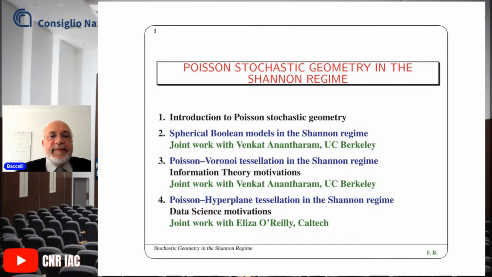The first, the spherical Boolean model in the Shannon regime, which has some connections with material science, as you will see. Then things which pertain to information theory, the Poisson-Voronoi tessellation in the Shannon regime. And finally, I will conclude with ongoing work on Poisson hyperplane tessellations, again in this Shannon regime. And I would like to highlight the names of Venkat Anantharam at UC Berkeley and Eliza O'Reilly at Caltech, with whom this work was developed over the years. Please feel free to interrupt me at any time.